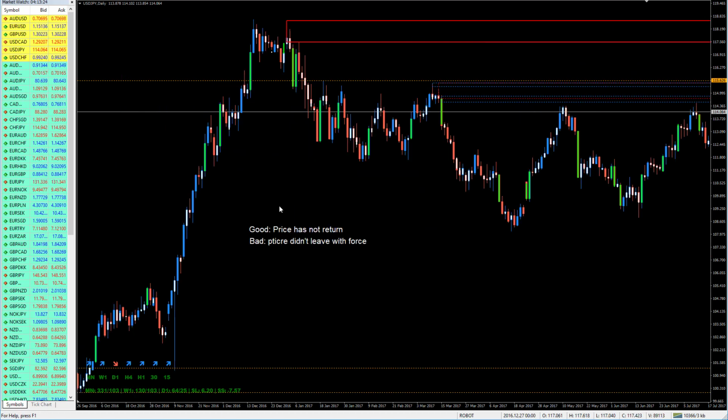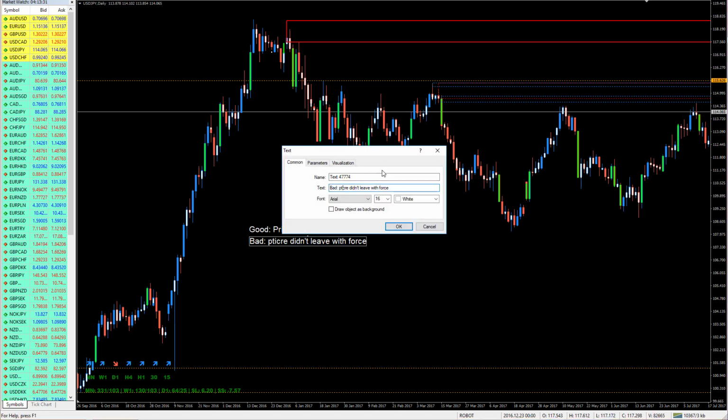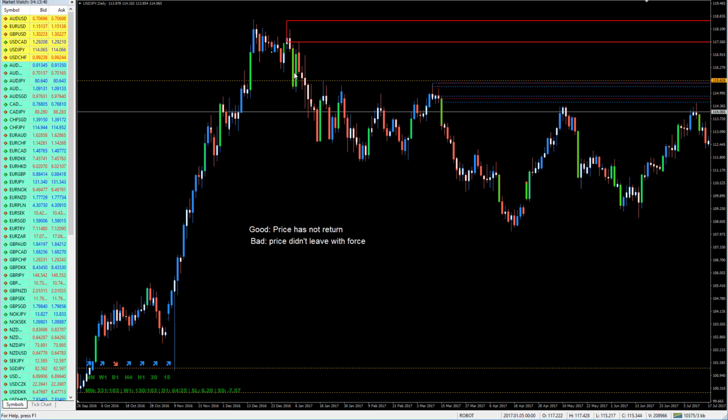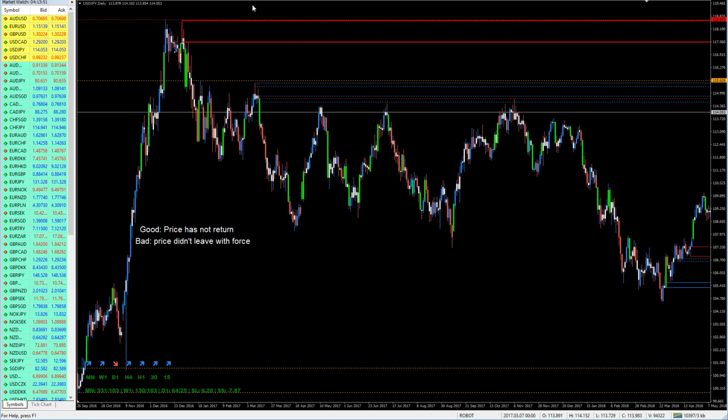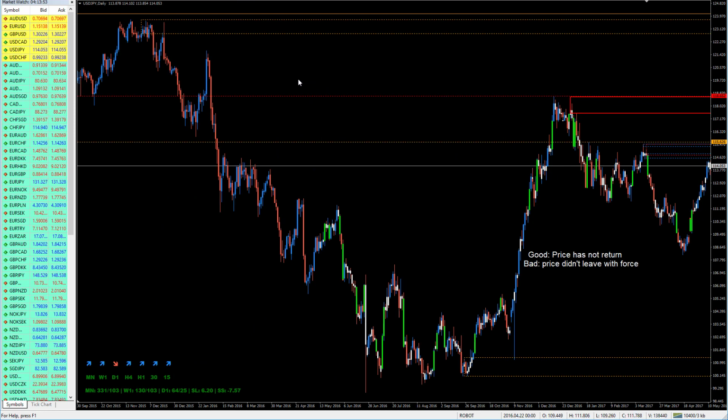What I don't like about it is that price didn't leave aggressively with force. You can see that it went down, it came back up immediately. Went down, it came back up. So this is kind of a warning sign. So what I'll do is I'll mark off the high here, and then I'm going to scroll left. What do we have? Why didn't price leave quickly?